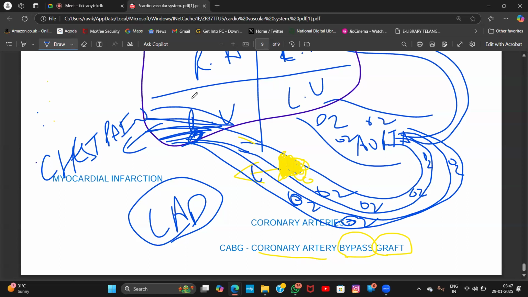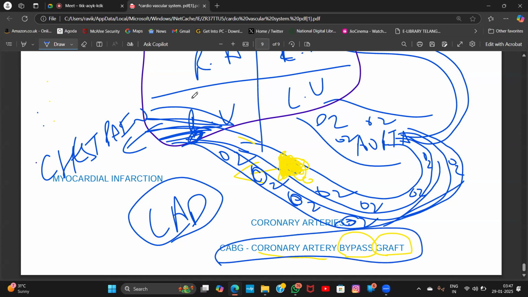He will take one graft. Okay, he takes one graft, going to the leg, he takes an artery from the leg. He removes one artery from the leg and implants it on the coronary artery. The procedure is called coronary artery bypass graft. To resume the supply of oxygenated blood to the heart muscles, he will implant one graft called coronary artery bypass graft.